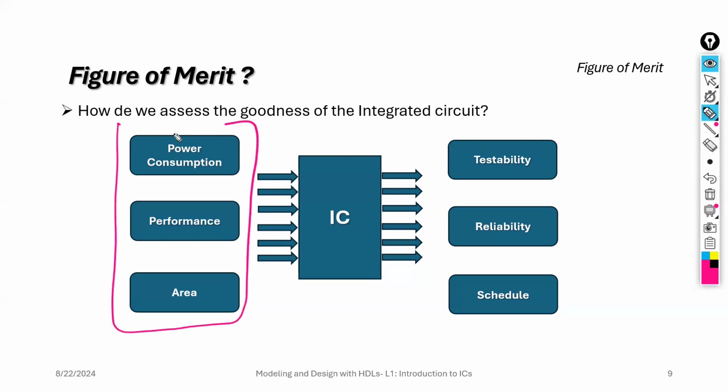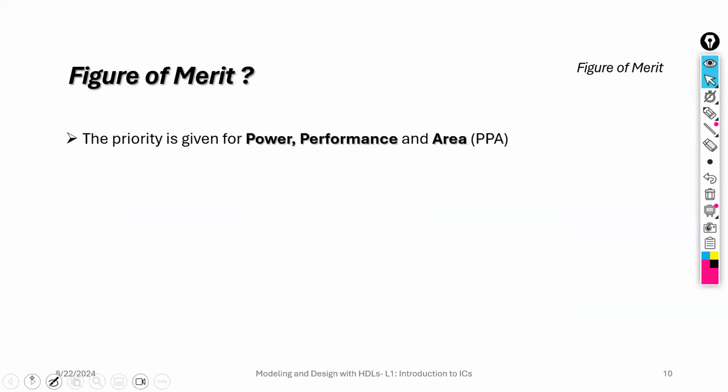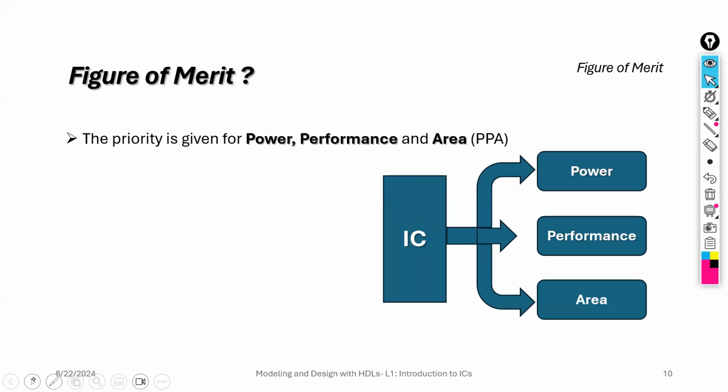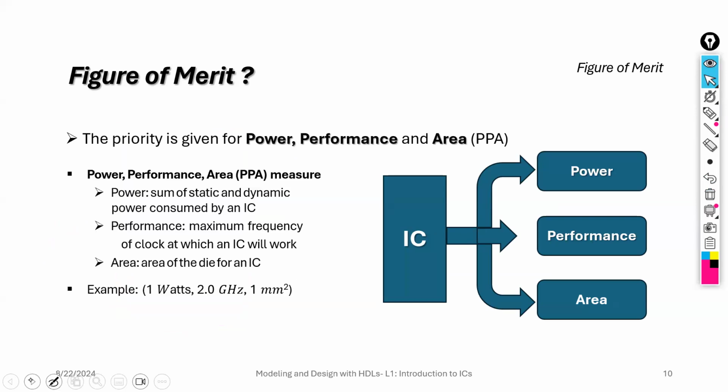So this is called PPA: power, performance, and area. We must be focused on that. The priority will be given to power, performance, and area. Always we focus on creating low power chips, high performance chips, and low area chips. So these are the things that we have to understand.